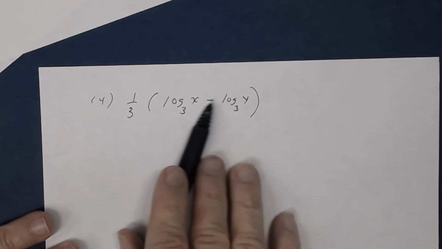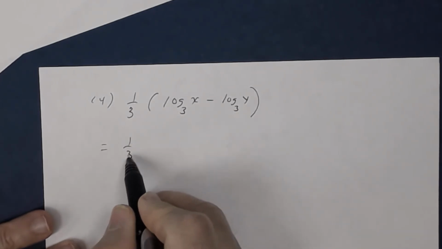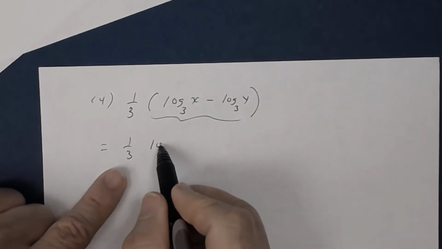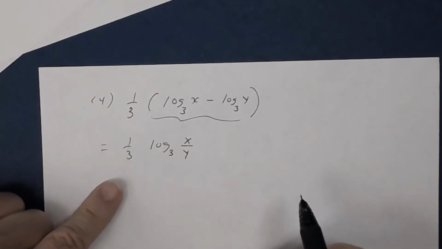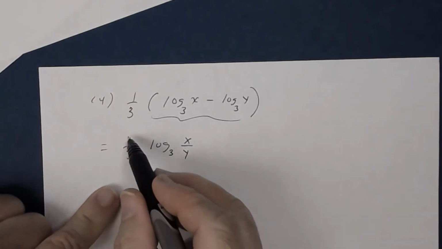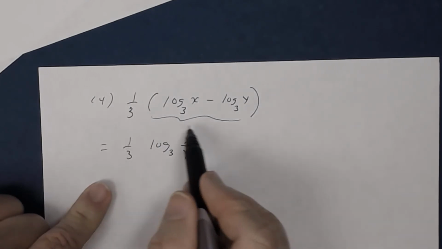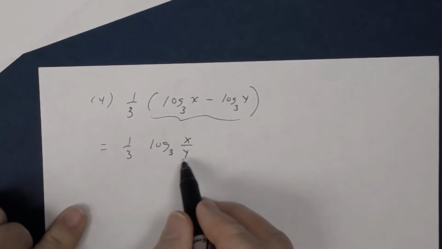So I'm going to use the quotient rule first. Again, don't distribute. It's not going to help you. When I use the quotient rule, this right here becomes the log base 3 of x divided by y, right? Now I'm going to rewrite. Remember, that's not your answer because you want this to be a 1. So I'm going to rewrite this using the power rule. This becomes an exponent of all of this, okay?